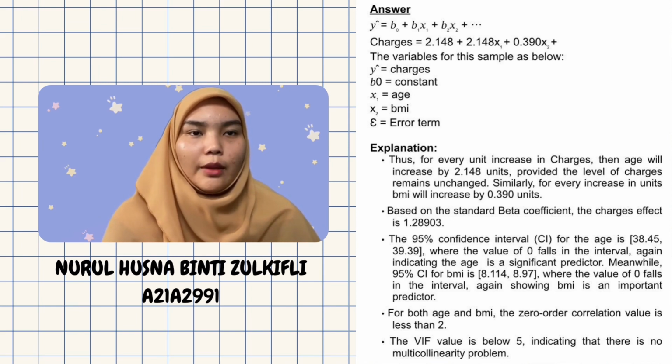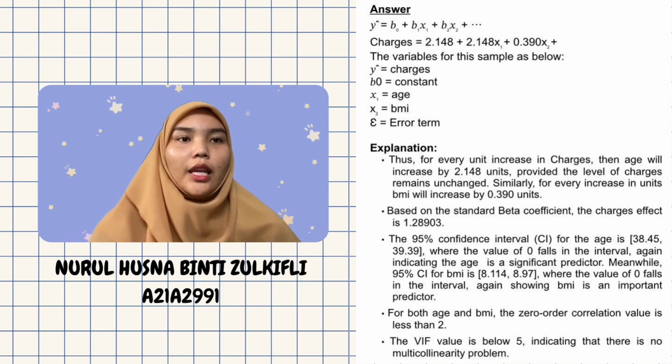So for the 95% confidence interval, for age it is 38.45, 39.39, where the value of 0 does not fall in the interval, indicating age is a significant predictor. Meanwhile, the 95% CI for BMI is 8.114, 8.97, where the value of 0 does not fall in the interval, again showing that BMI is an important predictor. For both age and BMI, the zero-order correlation value is less than 2. So the VIF value is below 5, indicating that there is no material problem.